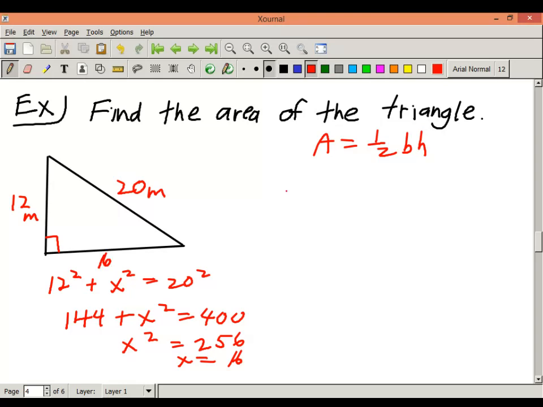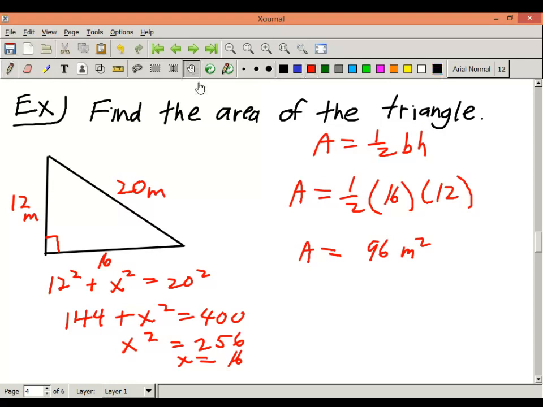And so the area of this triangle is 1/2 times the base, which we just found to be 16, times the height, which is 12. And so the area of this triangle is going to be 96, I believe that, isn't it? 96 square meters. Okay, area of a triangle, 1/2 times base times height. We already knew that, but now you know where it comes from.